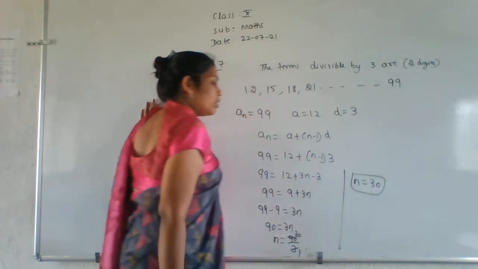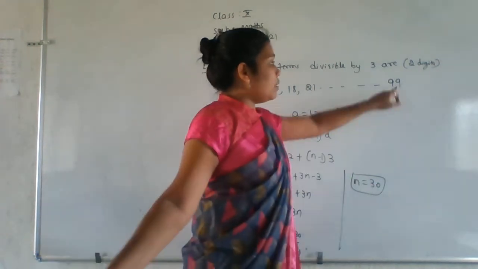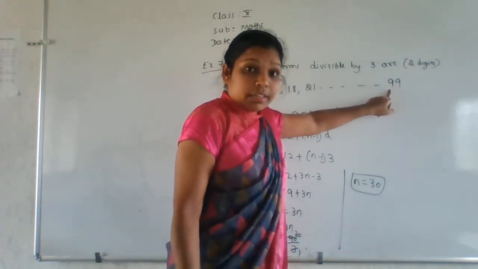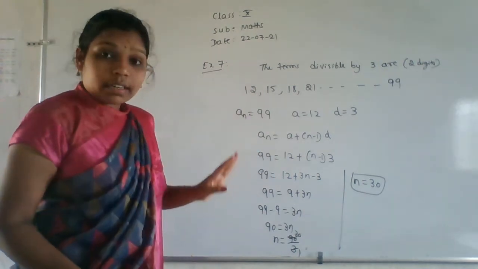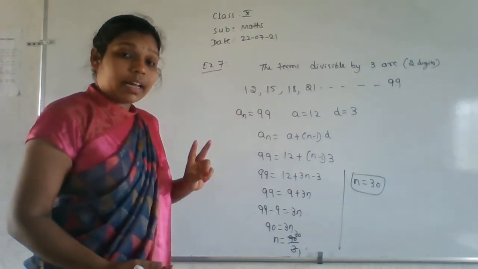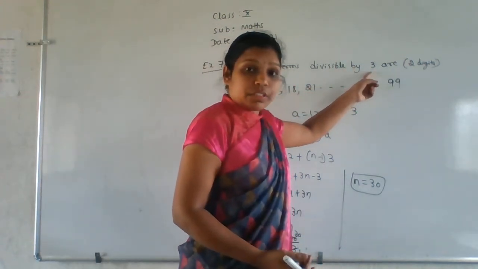And what is the meaning of this one? If n is 30, it means the 30th term is 99. This will be the last term. Then what do we conclude here? So we can say here there are 30 two digit numbers which are divisible by 3. That is the meaning of this problem.